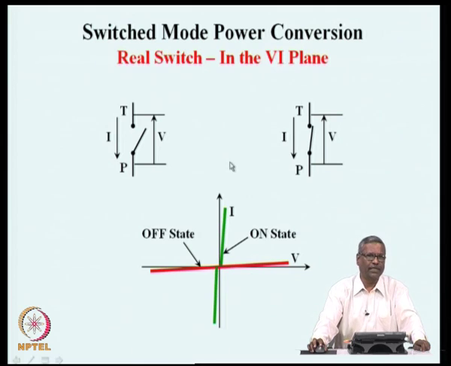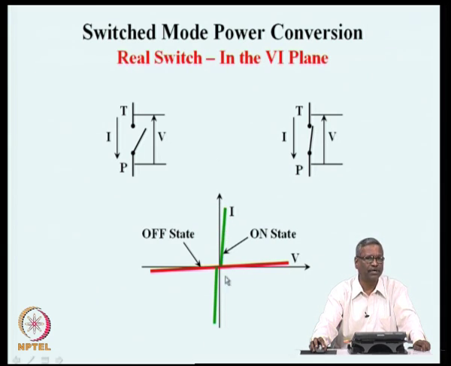We can also see the operating points of a real switch in the VI plane. We had earlier seen that the ideal switches show the operating points along the voltage axis for the off state and along the current axis for the on state. But real switches have the characteristics very close to the voltage axis and very close to the current axis, but not exactly on the axis.